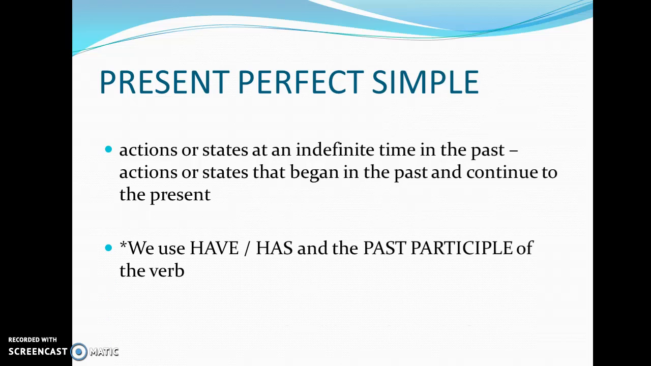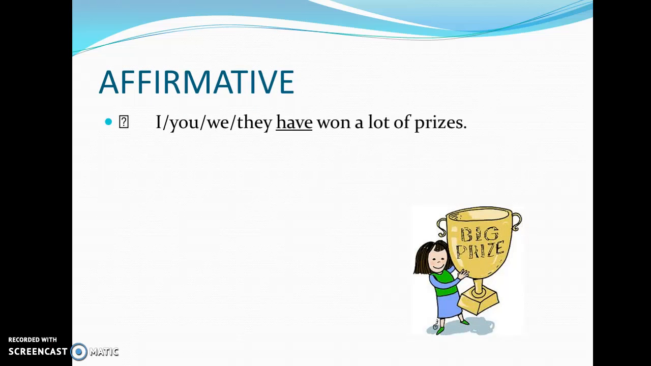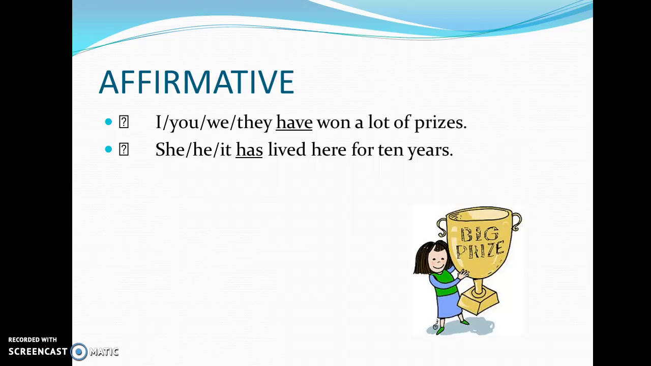And we use as auxiliary verbs have and has: have for I, you, we, they, and has for the third person, he, she, it, plus the past participle of the main verb. In the affirmative form, I, you, we, they have won a lot of prizes. We have as the auxiliary, and won as the main verb. He, she, it has, that is the auxiliary that corresponds to third person. Lived, that is the past participle of an irregular verb.